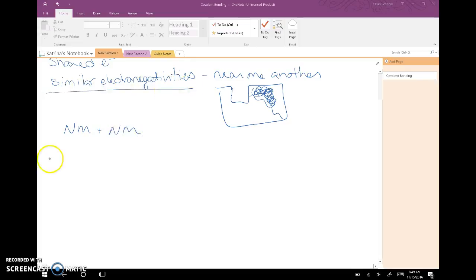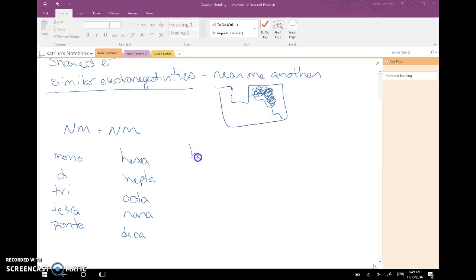And all we're going to use is prefixes. We've got mono, di, tri, tetra, penta, hexa, hepta, octa, nona, and deca, right? 1 through 10 respectively. So from here, how do you write a formula, right?